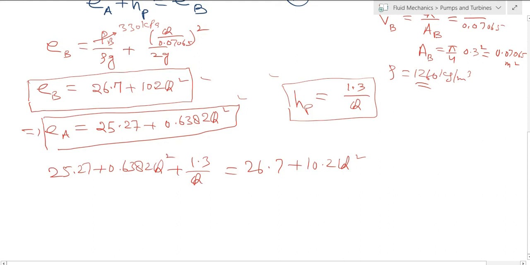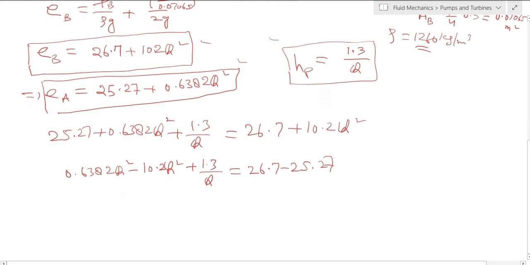0.6382 Q square, okay? Now let me get the Q terms on one side and the constant terms on the other side. So we are going to get 0.6382 Q square minus 10.2 Q square plus 1.3 divided by Q is equal to 26.7 minus 25.27, right?